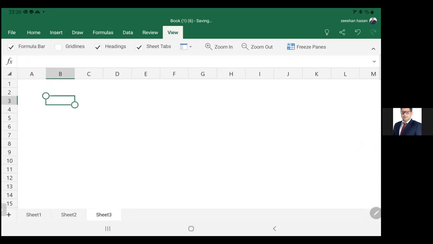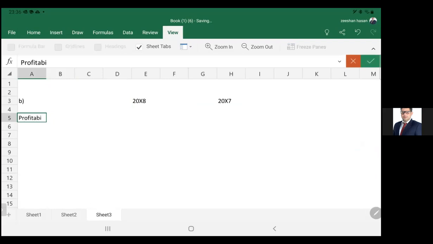Now, firstly, for the B part, we have to compute the ratios, for 20X8 and 20X7. We have profitability ratios, in which first we have gross profit margin.